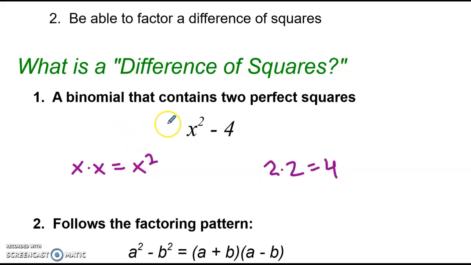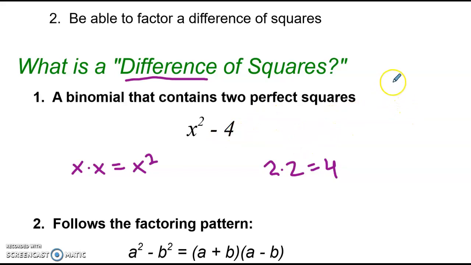So these are both squares, as I've defined right here. This is a square and this is a square. Therefore, they're two squares. Now, the other emphasis here is on the word difference. It must be a subtraction problem. It has to be x squared minus 4.